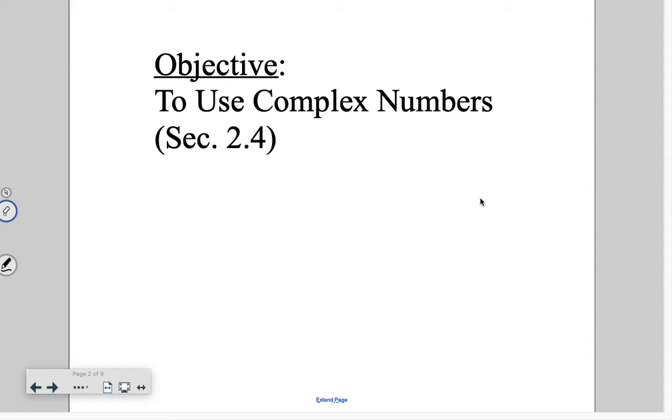How do I add complex numbers? How do I multiply them? Just kind of operations with complex numbers. Then, like I had said, we'll put that all together in the next few days and kind of add it into what we were doing last week. But for now, we're just going to be using those complex numbers.